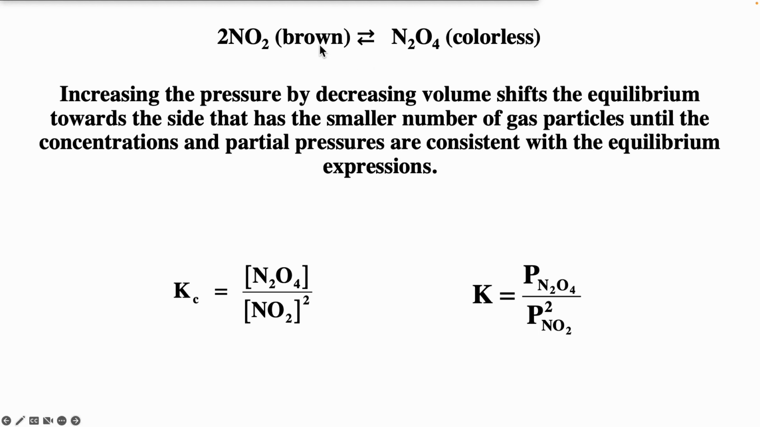So we're looking at the same reaction, and increasing the pressure by decreasing the volume shifts the equilibrium towards the side that has a smaller number of gas particles until concentrations and partial pressures are consistent with equilibrium expressions.